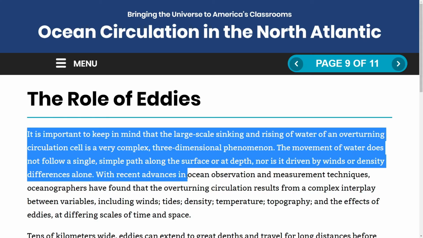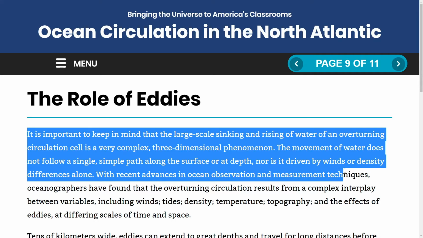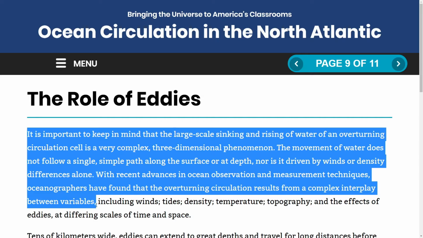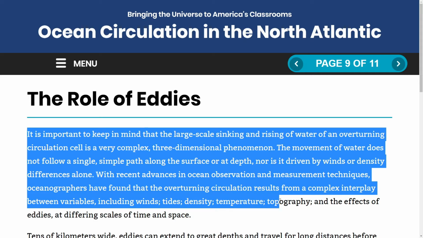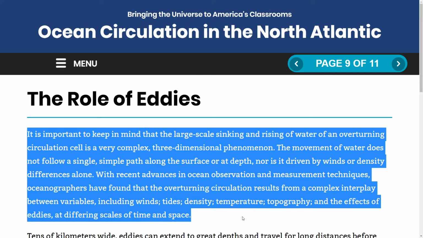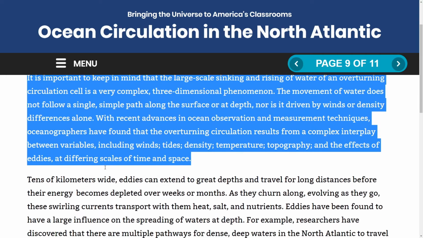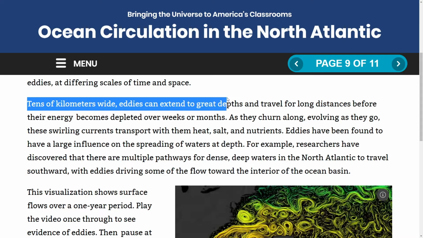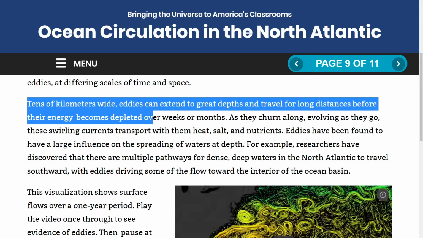With recent advances in ocean observation and measurement techniques, oceanographers have found that the overturning circulation results from a complex interplay between variables, including winds, tides, density, temperature, topography, and the effects of eddies at different scales of time and space. Tens of kilometers wide, eddies can extend to great depths and travel for long distances before their energy becomes depleted over weeks or months.